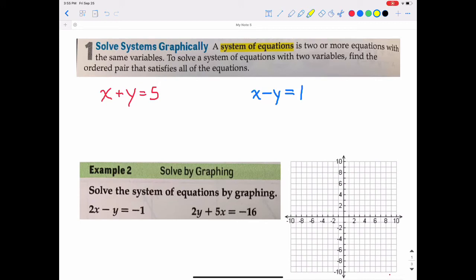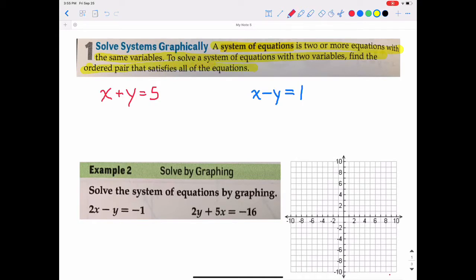So today we're going to talk about solving systems of equations, specifically systems of linear equations. And the definition of a system of equations is two or more equations with the same variables. To solve a system of equations with two variables, find the ordered pair that satisfies all of the equations.